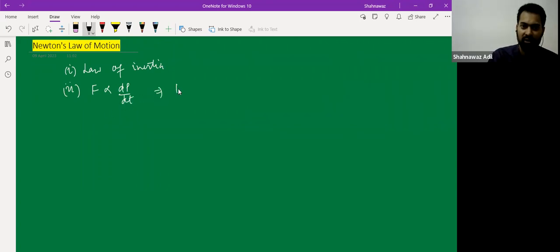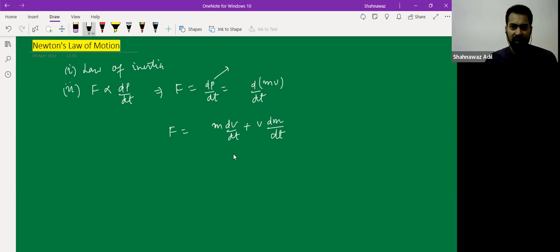So your force is equal to what? dP by dt, and your momentum is what? Momentum is mass into velocity, right? So your F is what? F is m dV by dt plus V dm by dt, right? Right?